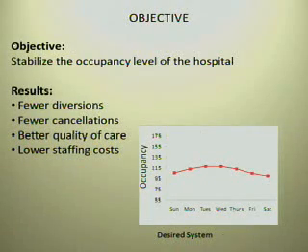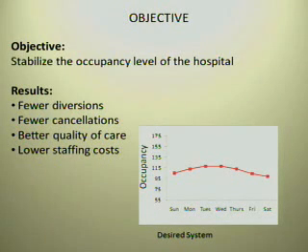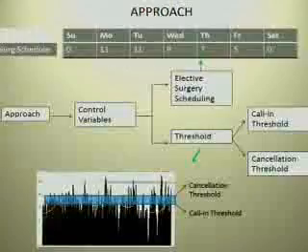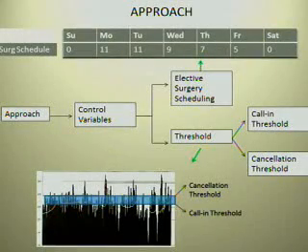So the objective of this research is to stabilize the occupancy level of the hospital. And by doing so, we hope that we will get fewer diversions, fewer cancellations, better quality of care, and lower staffing costs. And again, here shows you how the desired system will have an effect on the occupancy level over 7 days. And so what's our approach?